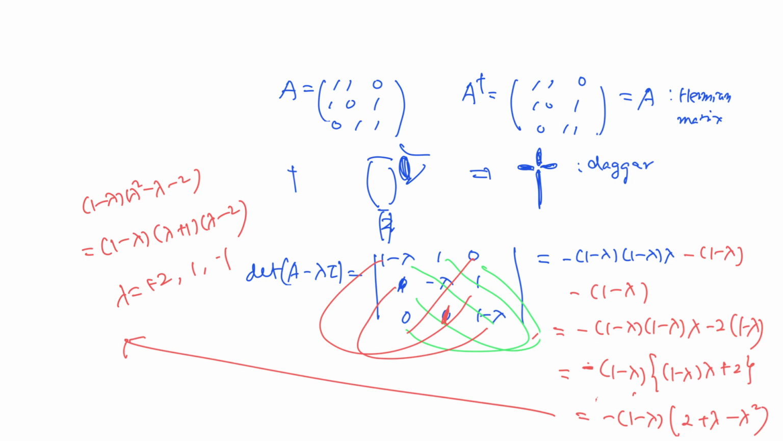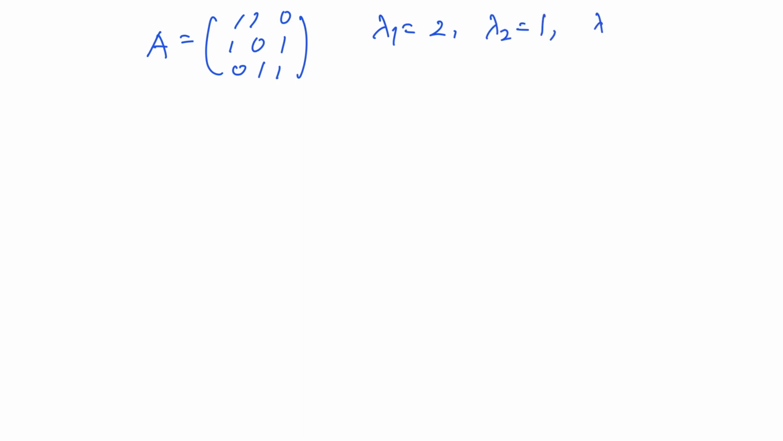So we have 3. A, maybe I just use blue. A is 1, 1, 0, 1, 0, 1, 0, 1, 1. Lambda 1 is 2. Lambda 2 is 1. Lambda 3 is minus 1. So let's try to find the eigenvectors.